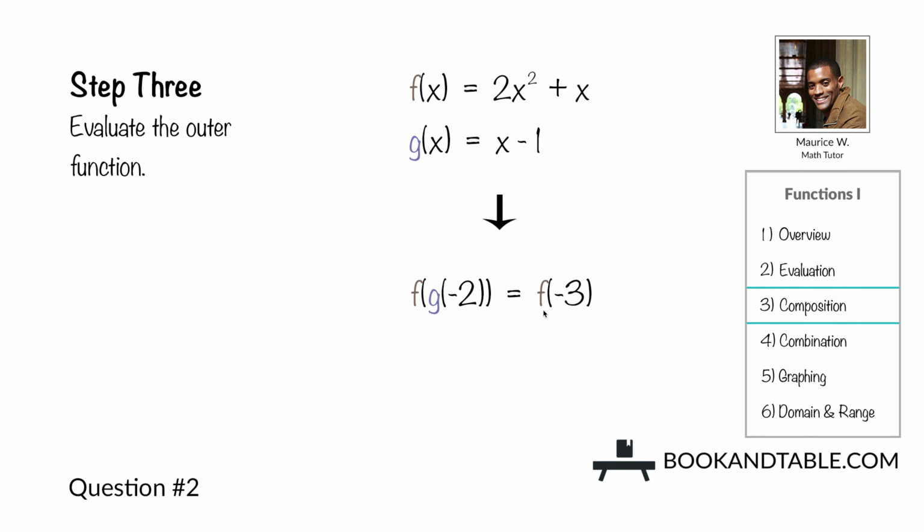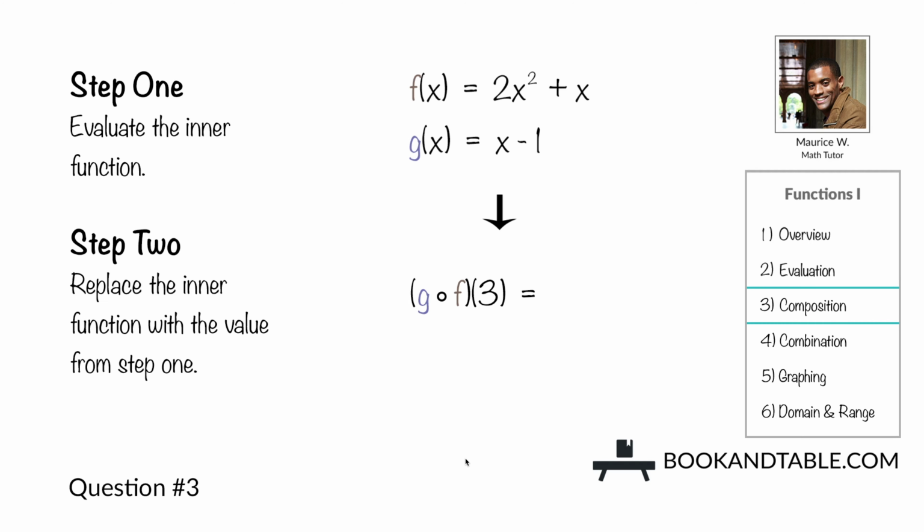And now we can evaluate the outer function f for negative 3, giving us negative 3 plugged in for x here and here in the f function, which would be 2 times negative 3 squared minus 3. Negative 3 squared is 9. 2 times 9 would give us 18. And 18 minus 3 is equal to 15. So we see the answer to question number 2 is f of g of negative 2 is equal to 15. And that is the answer to question number 2.